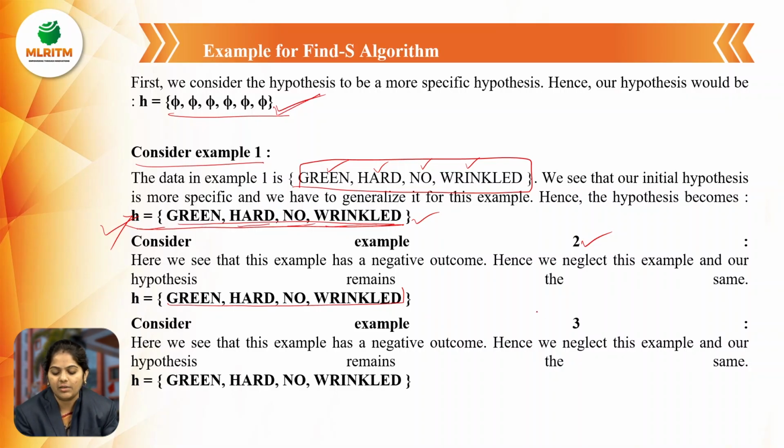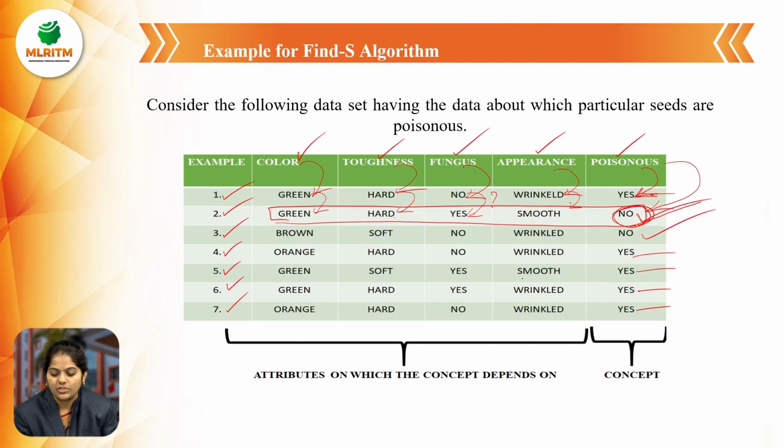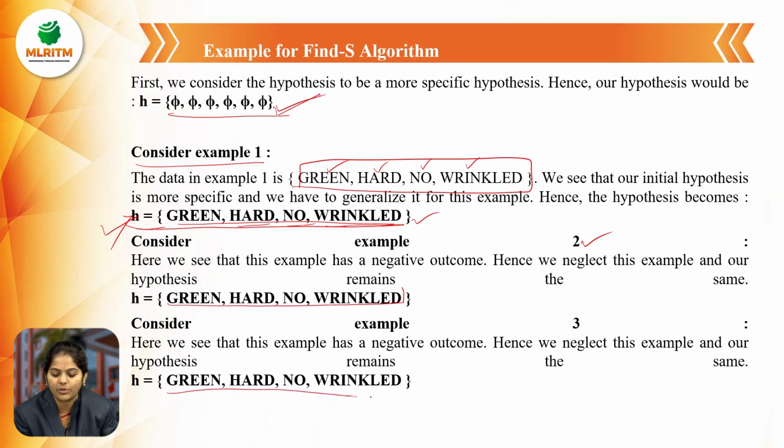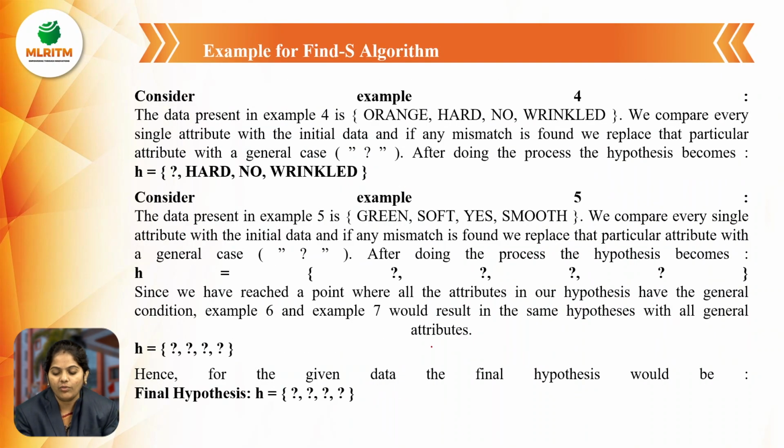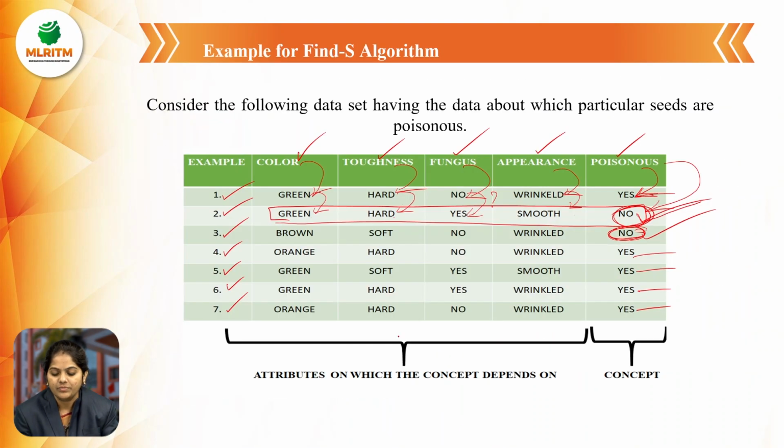Next we'll take the example 3. So here 3 again has a no as a concept. So here we'll never consider the third example, and we'll keep the same hypothesis. So green will be kept here, hard, no, wrinkle. The same hypothesis will be received in the third example also. Again, now we'll compare the fourth example. So in the fourth example we have a concept called S.